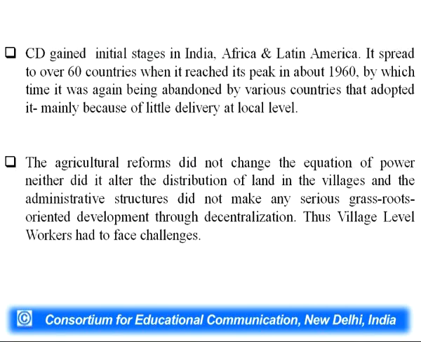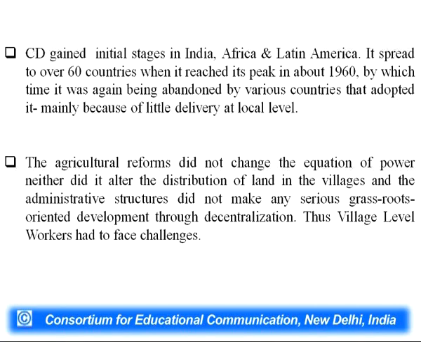Community development gained ground initially in India, Africa and Latin America, and it spread over 60 countries when it reached its peak in 1960 particularly. At that time community development was a very important initiative taken all over the world, but it was largely not successful in all parts of the world because of poor delivery at the local level. So the main defect and demerit of the program was the lack of better delivery at the local level.